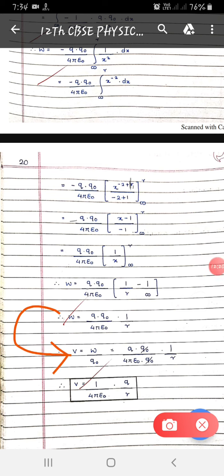So the equation will come: electric potential is equal to q naught upon 4 pi epsilon naught into q naught into 1 upon r. So q naught will get cancelled, and the expression will come V is equal to 1 upon 4 pi epsilon naught q upon r. So from this equation it is very clear that electric potential V is inversely proportional to the distance. Okay. So V is electric potential, 1 upon 4 pi epsilon naught, charge upon distance.